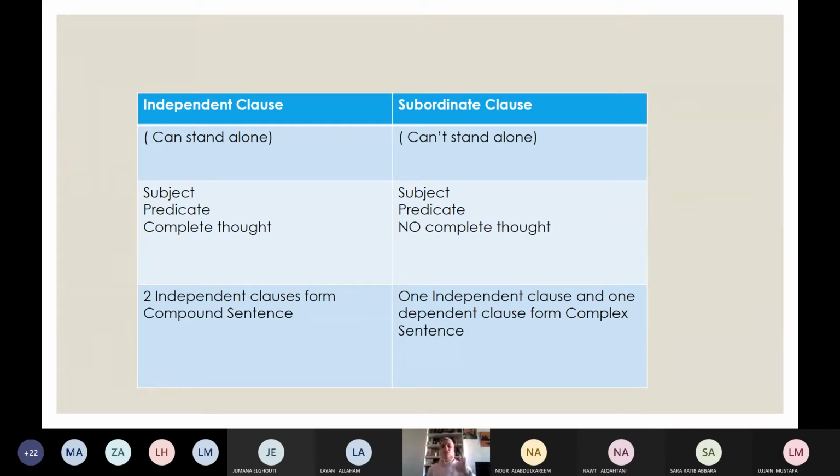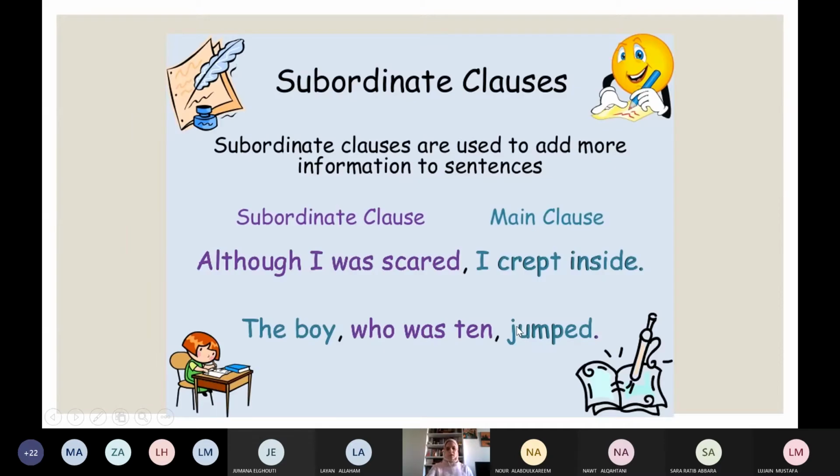Subordinate clauses don't come alone. Subordinate clauses should come with an independent clause, at least one independent clause, at least. It is like 3 children walking in the street, or 2 children, or 1 child walking in the street with an independent clause, with a parent. Subordinate clauses are used to add more information to sentences. Okay, so this is the main clause: "I crept inside." Subject, verb, and the complete predicate.